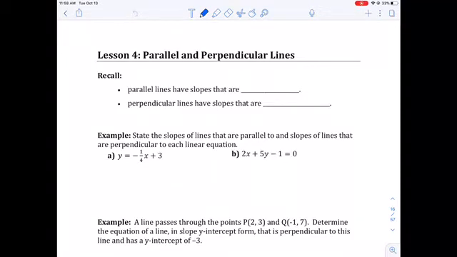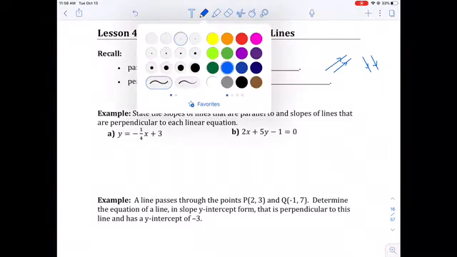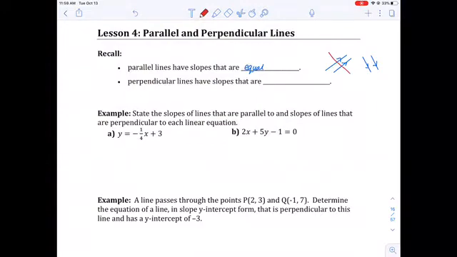Okay, so for lesson 4, we're going to put together everything we kind of know, and we're going to work with parallel and perpendicular lines. Just as a review, we know that parallel lines have equal slopes. If we had two positive sloping parallel lines or two negative sloping parallel lines, those slopes would be equal, okay? Equal or the same. And perpendicular lines, if I drew a perpendicular line, it would be the negative reciprocal, right?